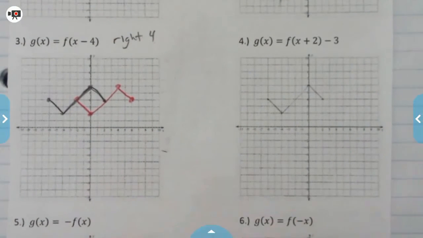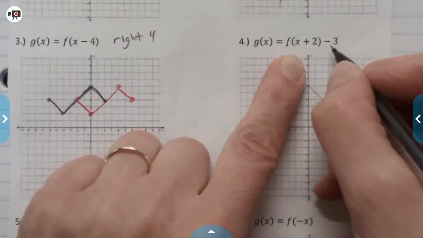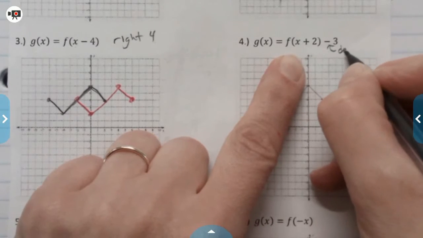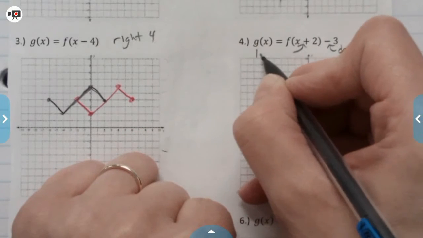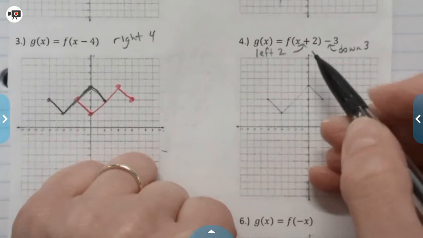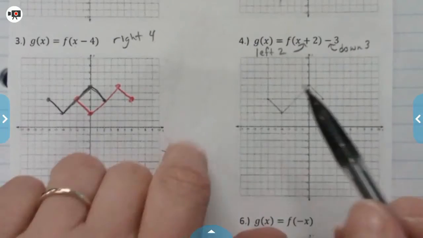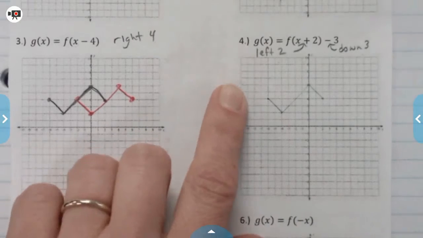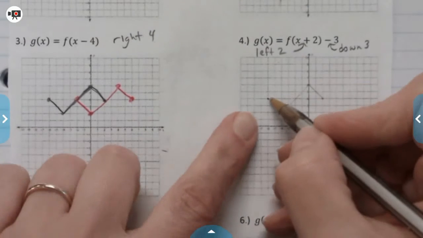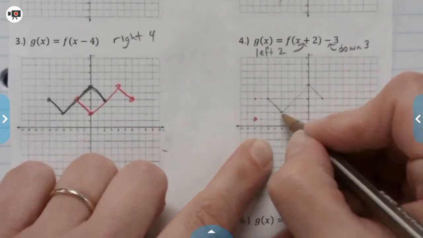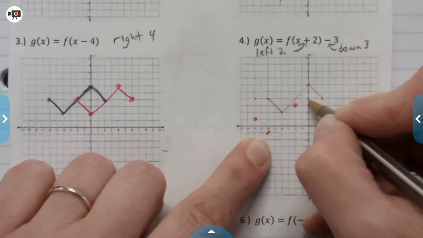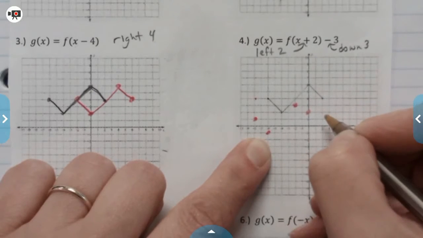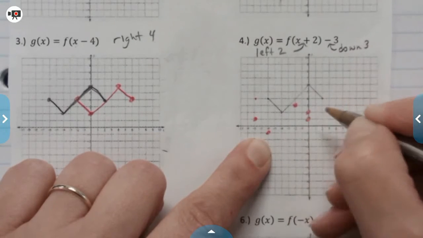Okay, so this one is a combination. This -3 tells me it's going to go down 3. And the +2 that's inside the parentheses tells me it's going to go left 2. I always thought plus should be right, but it's just not how the math goes. So I'm going to go left 2 and down 3. For each of these points, I have to do both of those. So from here, I'm going to go left 2 and down 3, left 2 and down 3, left 2 and down 3, like that. Left 2 and down 3. There we go, new point right there.